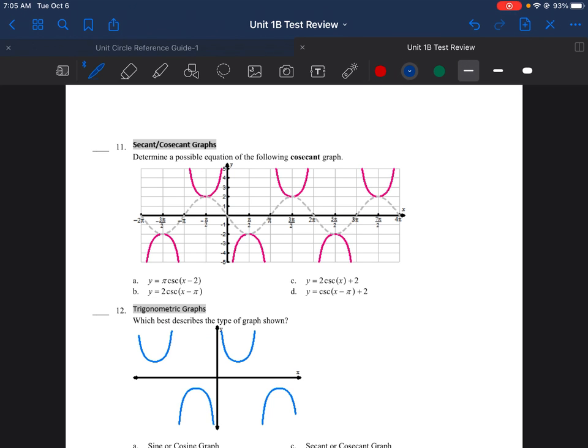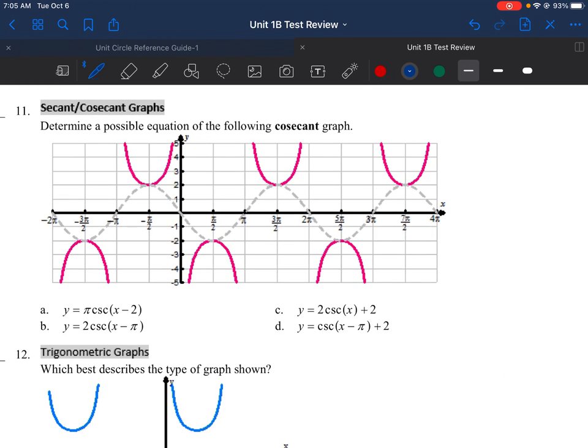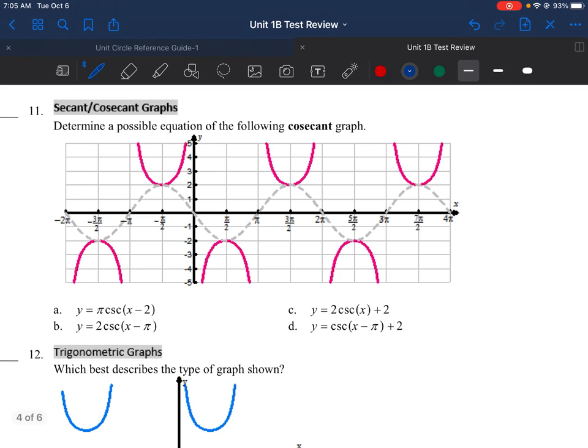Problem number 11. Determine a possible equation of the following cosecant graph. Well, a couple things that we know about cosecant. Number one, cosecant is the reciprocal of sine. And we know that sine, the parent function, passes through the origin. And we can see that, this little dotted part, that's the sine curve that we're using to see where the cosecant curve is going to be.